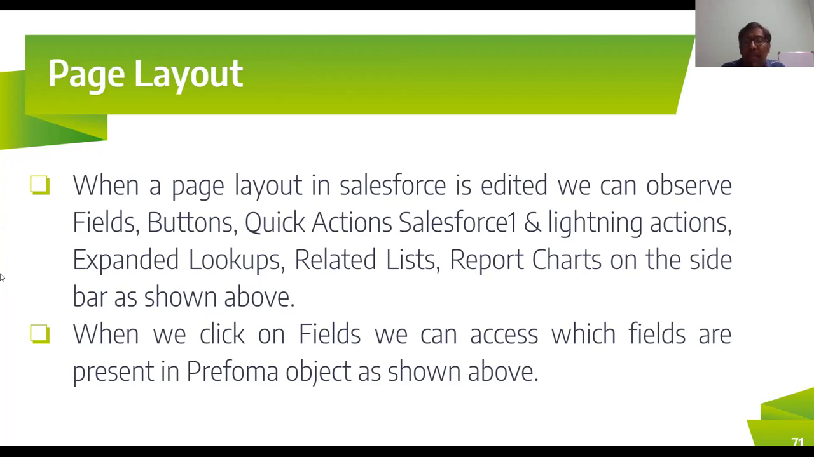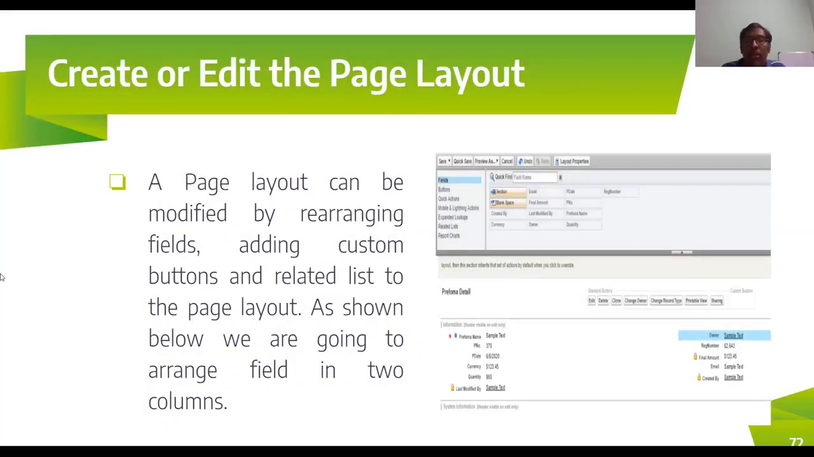When we click on the fields, we can access which fields are present in a particular object, as shown above. So the page layout will be there. Now, when I click on fields, it takes you to the fields. When I click on buttons, it takes you to the buttons. When I click on quick action, it takes you to the quick action menu. When I click on mobile lightning action, it takes you to that particular section. When I click on expanded lookup, it takes you to that section. When I click on related list, it takes you to the related list section. When I click on report chart, it takes you to the report chart section.